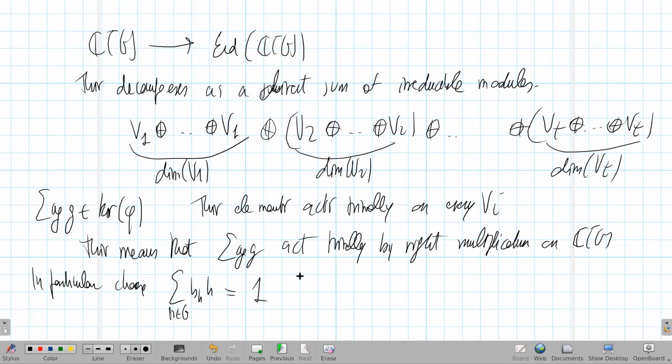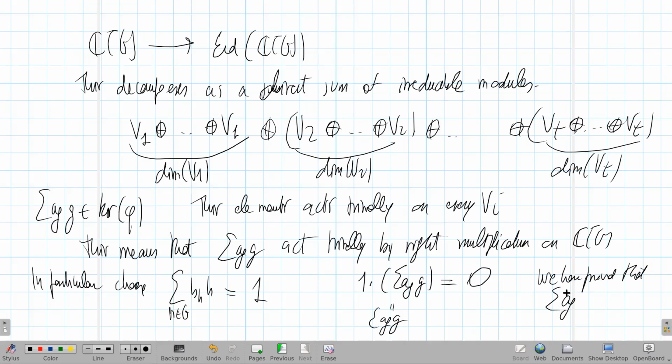Okay, but then since this acts trivially by right multiplication on CG, it will follow that 1 multiplied by this is 0, because this multiplies to 0 every element here. But of course, this being the identity of the algebra in particular, this means that this element is 0. So what we found is that if this element is in the kernel, then it's 0. Okay, we have proved that the kernel is 0.